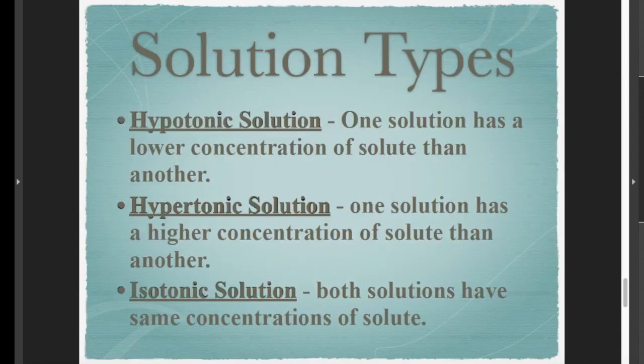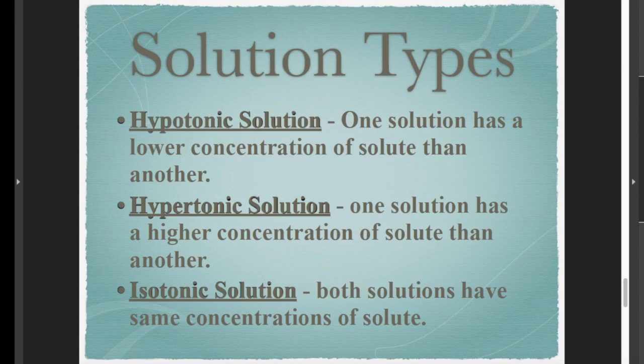There are three types of solutions: a hypotonic, hypertonic, and isotonic solution. I'm going to start at the very bottom, the isotonic solution. That's in which we have a balance of both the solute and the solvent. So the solute is equally balanced. Now, a hypotonic solution is when we have a low concentration of salt or solute or sugar and we have too much water. And so what's going to happen is the cells are going to start to swell because we have too much water, not enough solute.